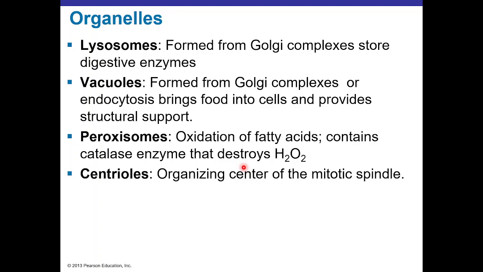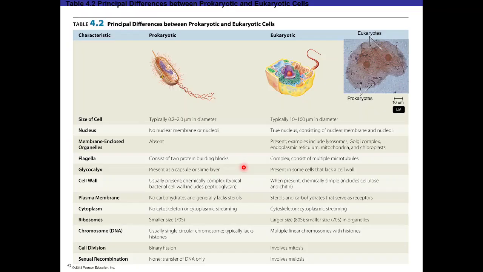And then the centrioles are organizing centers that help to direct the microtubules to the centromeres of the chromosomes when the cells are dividing, so that you can pull the chromosomes in opposite directions of the cell during cell division.